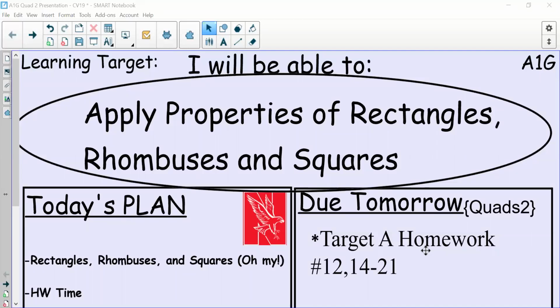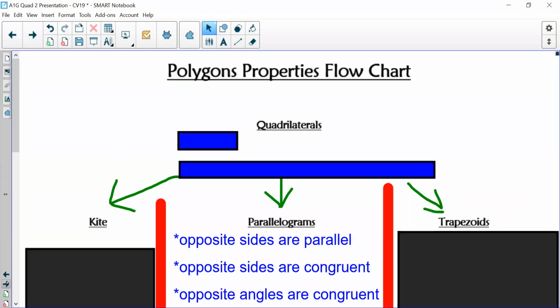All right, so we're going to talk about the properties of rectangles, rhombuses, and squares. So let's jump right into it. Hopefully you printed out the posted polygons properties flowchart. It should be in your packet, and you can always print out another copy if you need to. This is a great way to stay organized with the way that all these quadrilaterals are related.